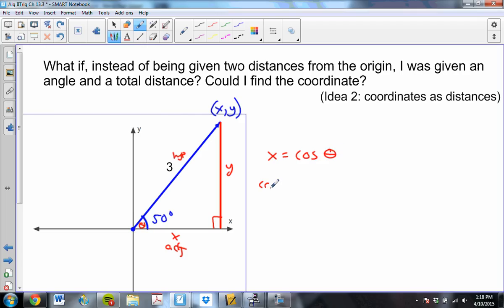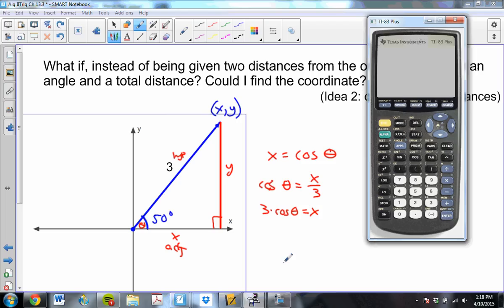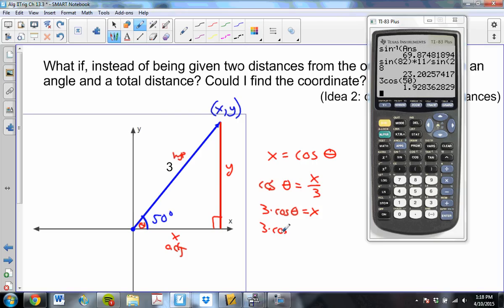Let me do it this way. The cosine of theta is going to be adjacent over hypotenuse, or x over 3. So 3 times the cosine of theta gives me my x-coordinate. And I can calculate whatever that is. Theta in this case was 50, so 3 times the cosine of 50. I'm going to make sure I'm in degrees, and I am. 3 times the cosine of 50 is 1.92. So my x-coordinate is 1.92.